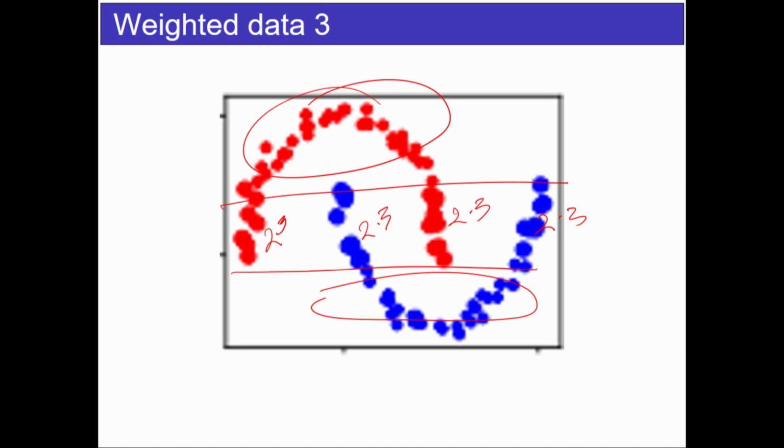Now we want a weak classifier. What's a good weak classifier now? Horizontal line or vertical line? Now assume that these are sufficiently heavy. Instead of 2.33, say it is 100 for simplicity. What would you do now?